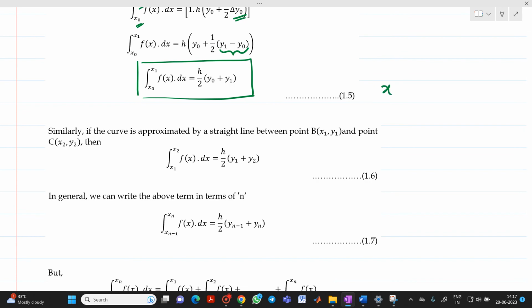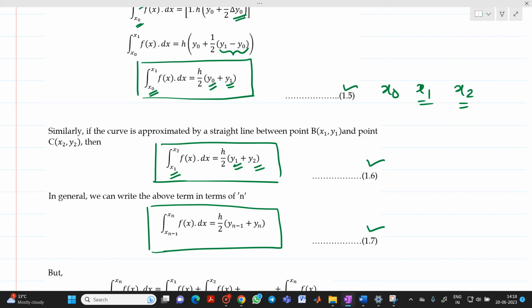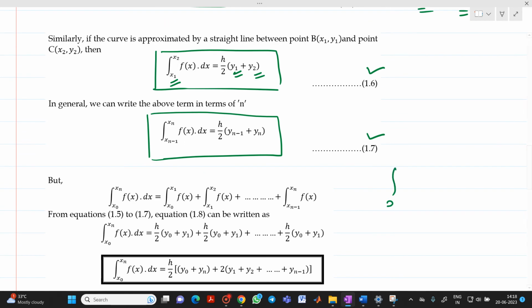Similarly, if I take another strip from x1 to x2, then we will get another formula from x1 to x2. To compare, whenever there is x0 we have y0 and the next value is y1. As here it is x1, the first value will be y1 and the next value is y2. Similarly, we can write the formula for n number of terms. So from equation 1.5, equation 1.6 and equation 1.7, we will be able to find the total integration from x0 to xn. Here we add all these strips, first, second, up to the last.